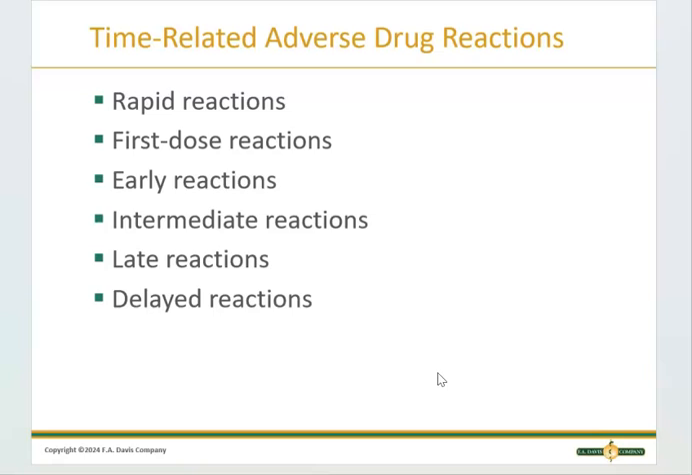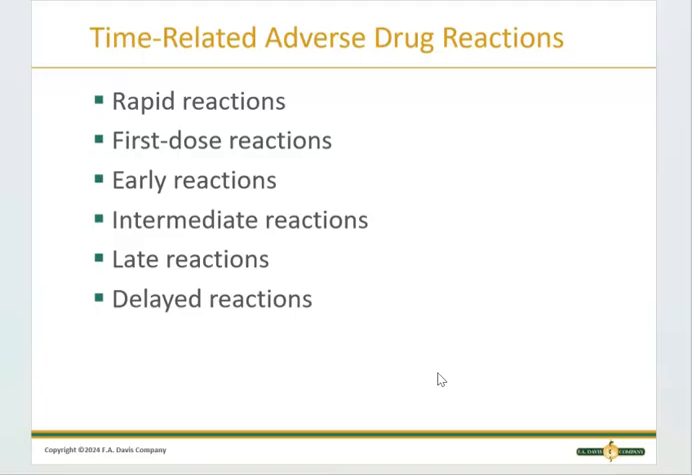The next one was the first dose reaction, and that occurs after the first dose. For example, orthostatic hypotension is a common reaction after the first dose of doxazosin, and generally does not occur with repeated doses. So obviously it's important to understand that because we could tell people it gets better, you will keep taking it, etc. Early reactions occur early in the treatment and resolve with continued treatment as the patient develops a tolerance. So we don't necessarily need to discontinue the drug, but we have to give the patient time to adapt to the medication.